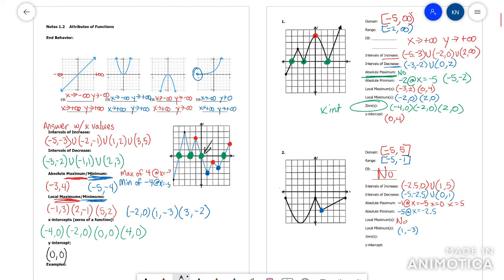The zeros are the x-intercepts. When I look at this graph, there's not any portion of this line that hits that red line, the x-axis, so there are no x-intercepts. But there is, however, a y-intercept. The y-intercept happens here. That's at (0, -1). That's attributes of functions.